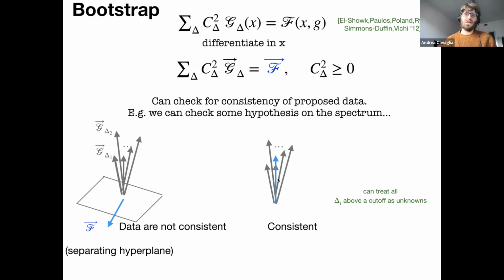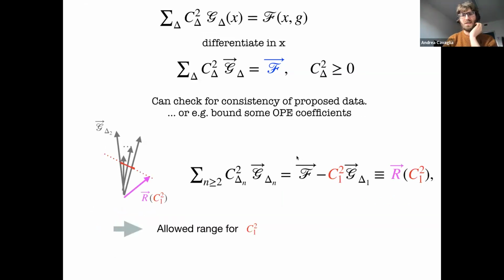And these numerical bootstrap methods essentially are a way to try to exclude data by trying to find these hyperplanes. So in this case, we know that our spectrum is consistent, so this test would be passed with the spectrum that we get from integrability. Let me also mention that in this method, one can test a few low-lying levels and treat all the rest of the spectrum as something that is generically unknown. So it's a powerful method because it allows you to study this envelope of all vectors with all possible deltas above a certain cutoff, which parameterizes where you stop keeping track of where the states are.